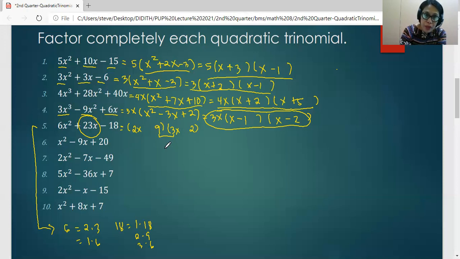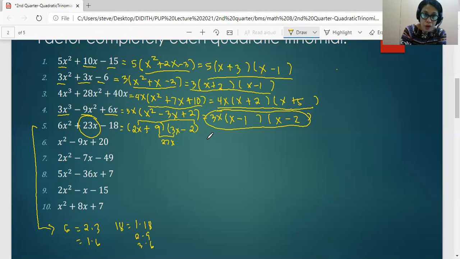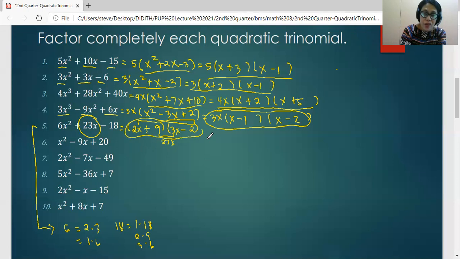So we have to place a negative sign here. The product of 9 and 3x would be 27x. And then this will be a minus sign so that the product of 2x and negative 2 here would be negative 4. And with that, we'll come up with a middle term equal to 23x. So therefore, the factors are 2x plus 9 and 3x minus 2.